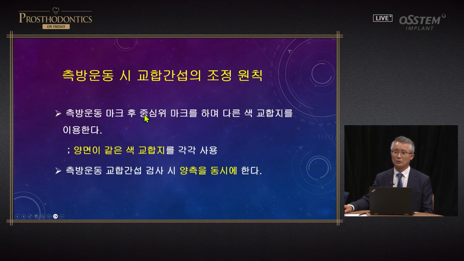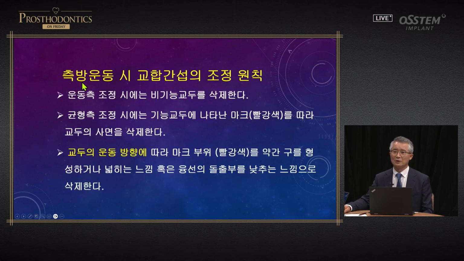The lateral movement should be in red. And we need to use articulating paper that is the same color on both sides. And also, when checking occlusal interference upon lateral movement, we need to do it on both sides at the same time. When adjusting the working side, you need to remove the non-working cusp, and for the balancing side, you need to remove the bevel accordingly with a red mark on the working cusp.